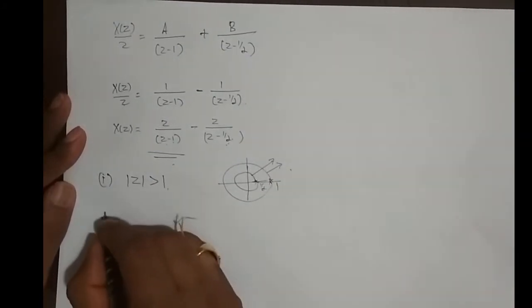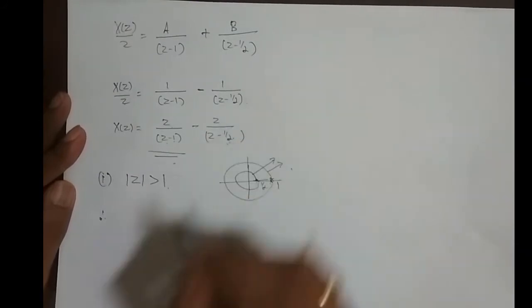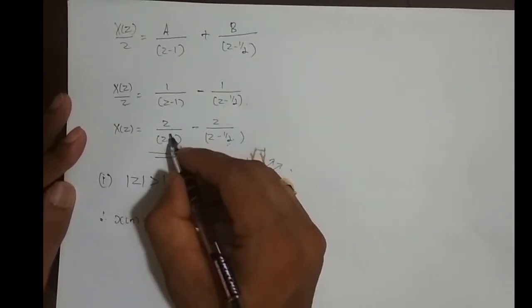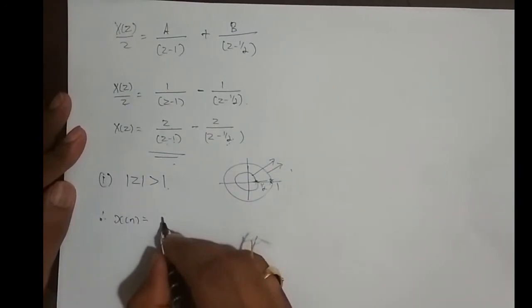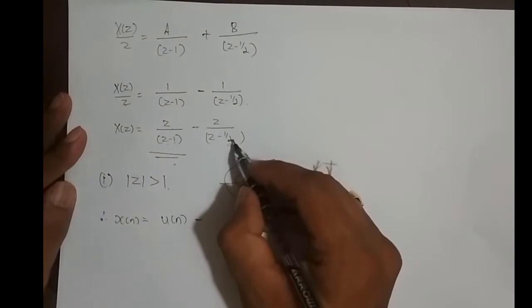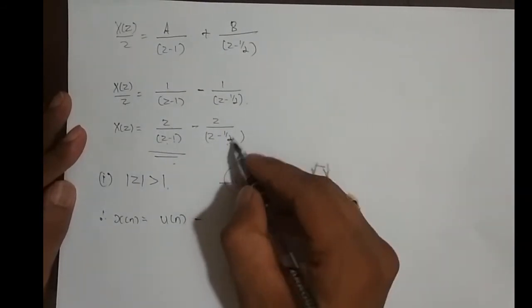Therefore this is a right sided sequence, and this is also a right sided sequence. So what is x(n)? What is the inverse Z transform of this? If it is a right sided sequence, z/(z − 1) gives u(n). Minus, what is the inverse Z transform of this? If it is a right sided sequence, it is (1/2)^n u(n), right?